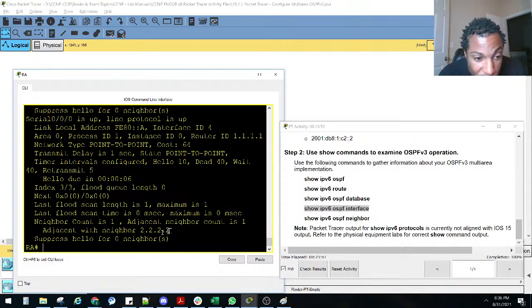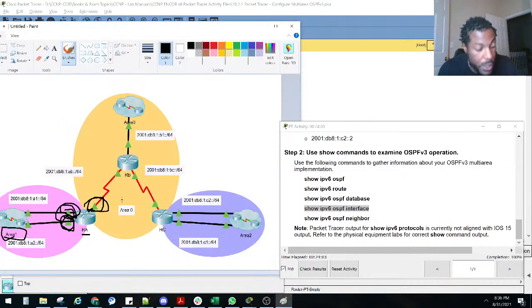And adjacent neighbor. Here's a serial interface, right? So this is going into the area 0, backbone area, right? What do we learn about this? This interface ID number 4. So this is right here. I'll show y'all. This is the serial interface, right? We're going to focus on this interface. This is the serial interface right there.